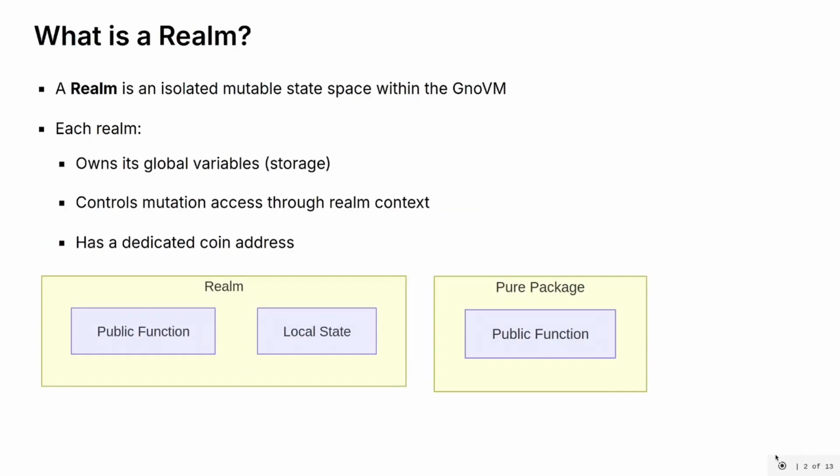A realm is an isolated mutable state space within the Gno VM. Each realm has its own storage, which comes with its own global variables. It controls its mutation access through its own realm context, which means if you want to modify any storage or any state, you really have to go through its own context, and it has its own dedicated coin address. In contrast, pure packages don't have any local state, so they don't have any storage.